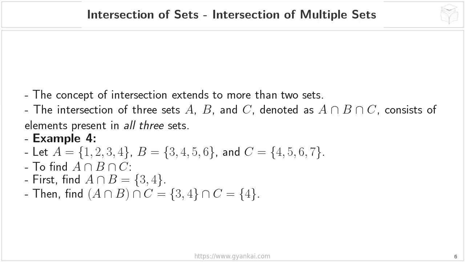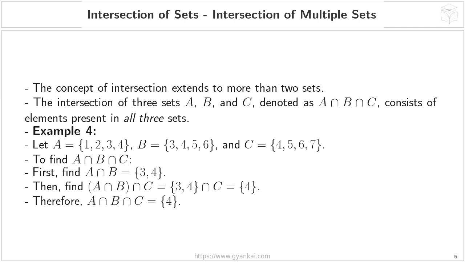Next, we need to find the intersection of that result, which is {3, 4}, with set C. So, we're looking for elements that are in both {3, 4} and C, which contains 4, 5, 6, and 7. The only element present in both of those sets is 4. Therefore, {3, 4} intersection C is simply the set containing 4. And that means A intersection B intersection C, the intersection of all three sets, is equal to the set containing just the number 4. So remember, when dealing with multiple sets, the intersection only includes elements present in every single set. This is a crucial point to remember, and we'll reinforce this as we move forward.